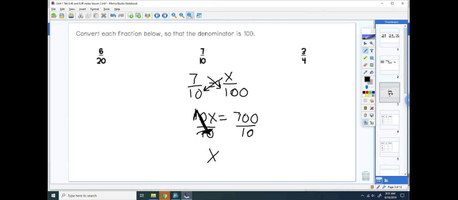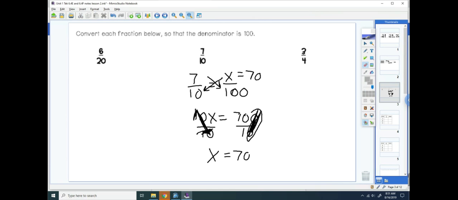And remember, when you have zeros that pair up like this, they can cross off. So now I'm just dividing 1 into 70. Well, 1 divided into 70 is just 70. So my final answer is 70. So this would be 70 over 100.